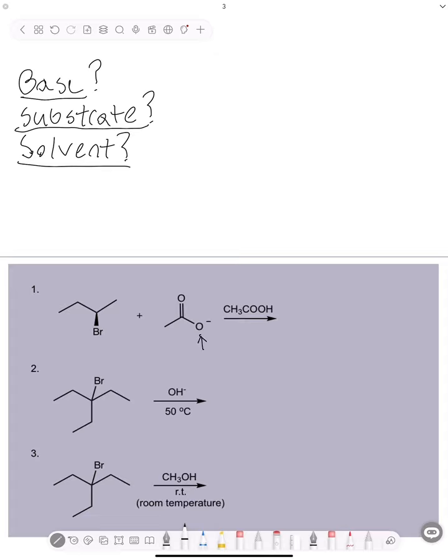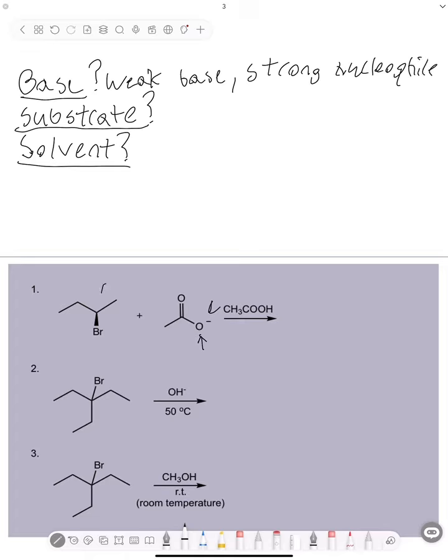This oxygen right here has a negative charge, but also know that it's an oxygen, so it's highly electronegative and it wants to hold on to these electrons. So it's a weak base. But because of that negative charge right here, I also know that it's a strong nucleophile. But let's move on to the substrate.